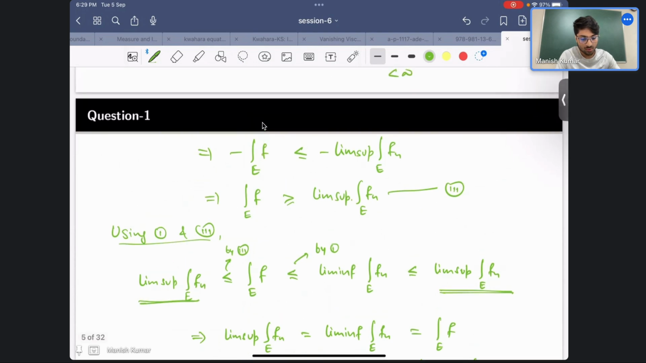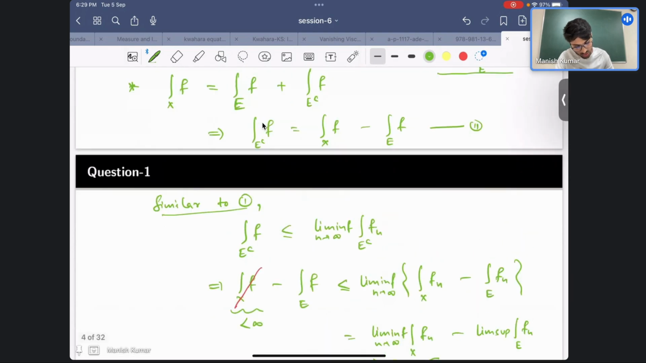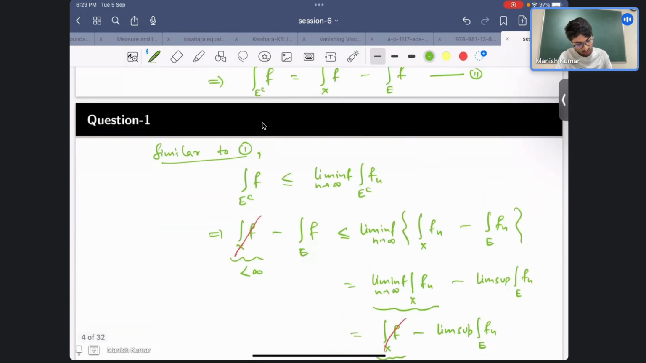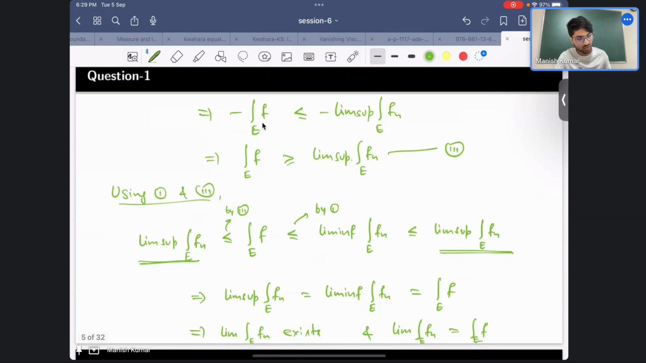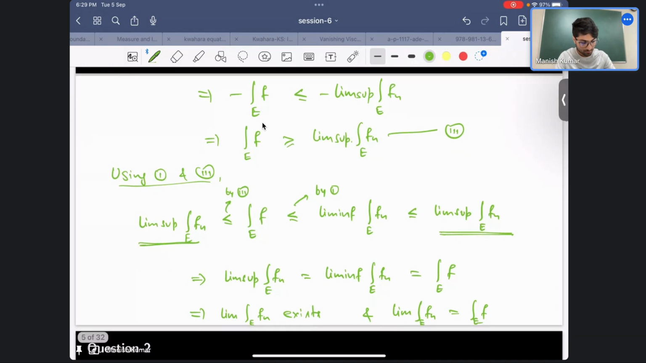Yes, sir. So this proof is basically 3 steps, nothing special. Just use Fatou's lemma over E, and you will get an inequality. Use Fatou's lemma on E complement, and you will get another inequality in terms of limsup, and then you just combine them. So it's just 3 steps, using Fatou's lemma twice, once on E, and the next time on E complement. You will get limsup and liminf, and then you will get this sort of inequality, and then you are done.